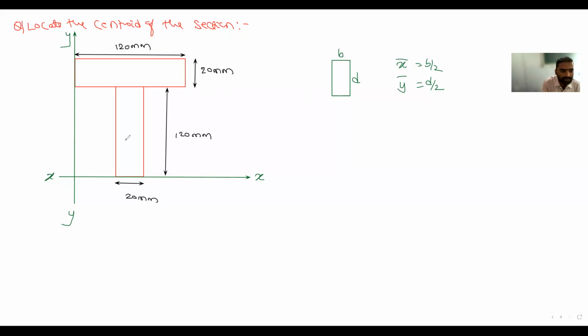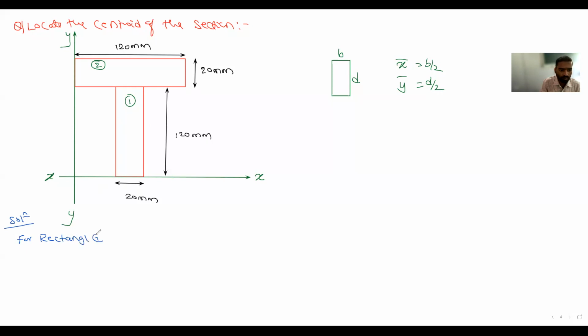I will take this section as 1 and this section as 2. Is it okay, everyone? Yes, sir. First of all, I will calculate the individual area, individual x1, y1, and x2, y2. Later on, I will go with the standard formula. So for the solution, for rectangle 1, or you can call it section 1, I will write rectangle only because it is a rectangle.